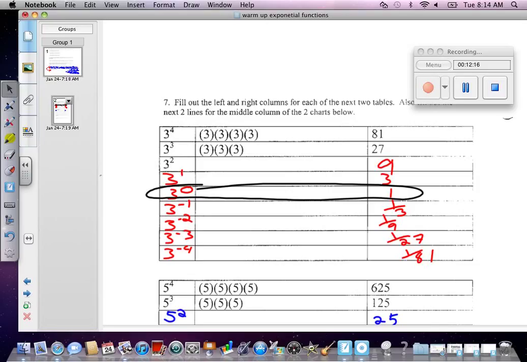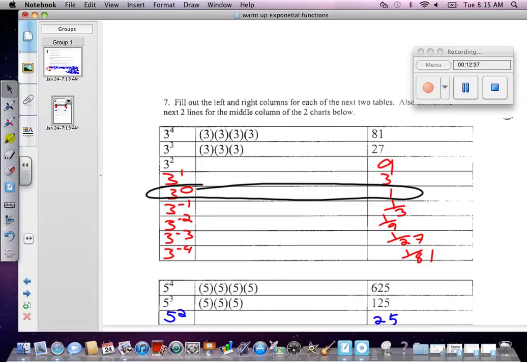So for number 8 on your sheet, after filling out 3 tables, make a hypothesis for a rule anytime a base is raised to a negative exponent. We kind of answered that. What happens when you raise something to a negative exponent? It becomes a fraction. And we talked about the last one too.